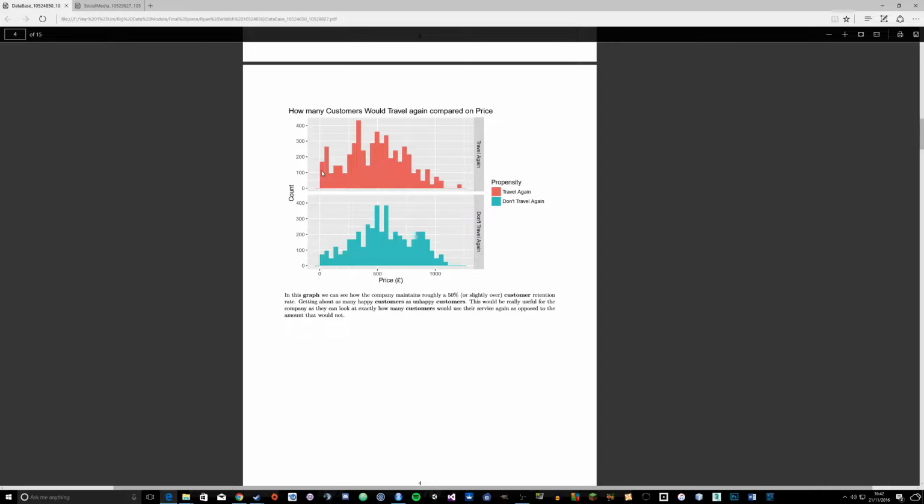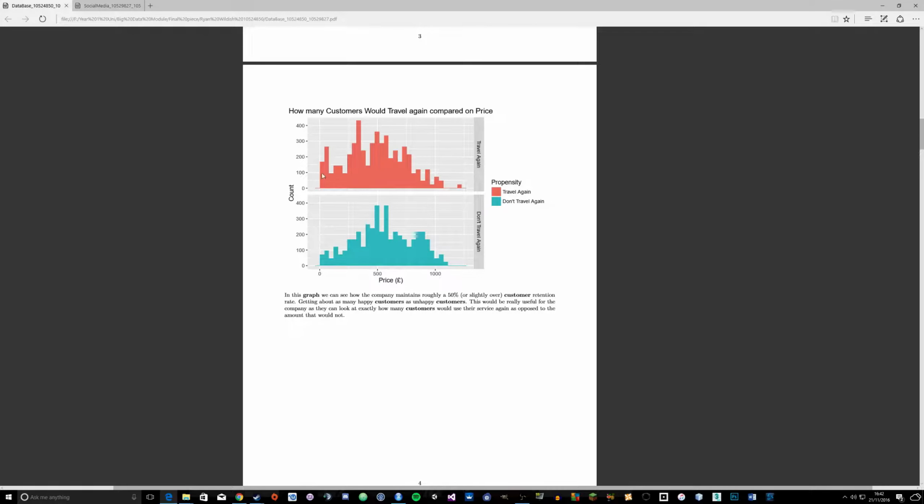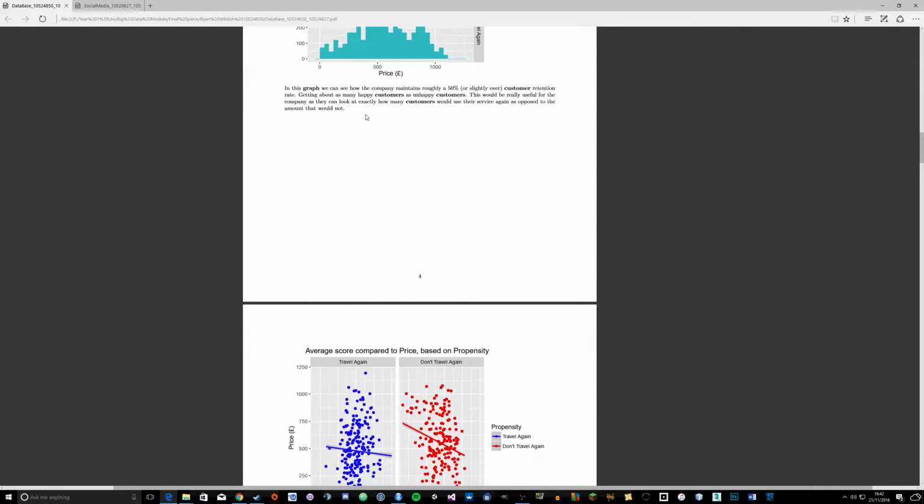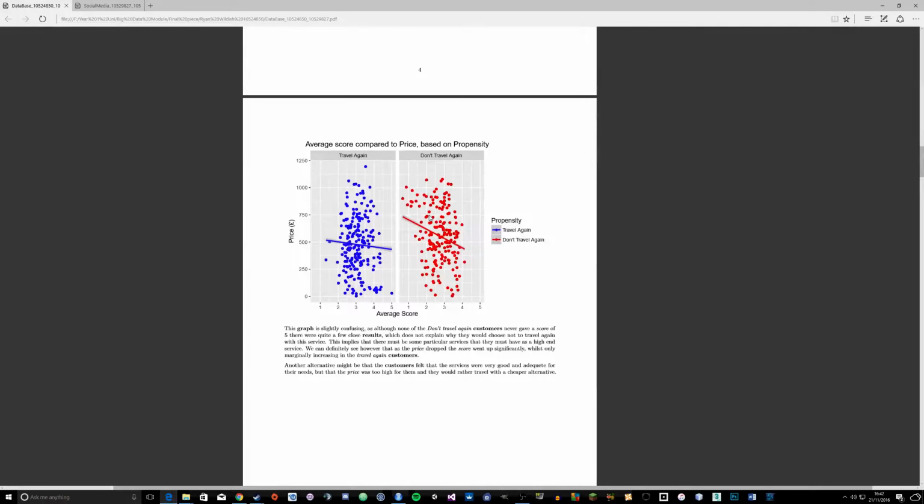We can obviously see at the lower end here that there are more people who would travel again than wouldn't, and this rises sort of evenly at the midpoint and then goes up in favour of not travelling again once the price gets higher. And yeah, there's a little explanation here going on about that as well.